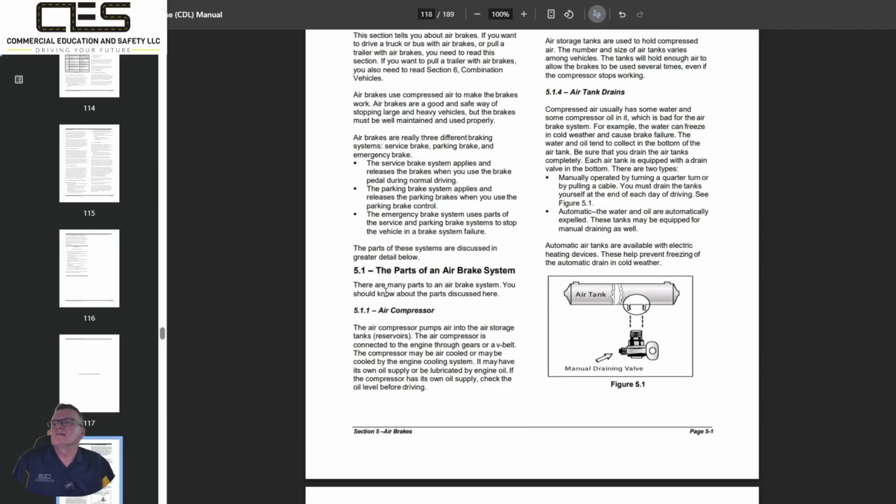5.1 says there are many parts to an air brake system. You should know about the parts discussed here. 5.1.1, we're talking about the air compressor. The air compressor is attached to your engine, and it's just like the air compressors you have at home or at your shop. You plug it in, and a machine makes air and pumps it into a storage tank. So basically that's what it is. You don't have to sit and flip switches to turn them off. We'll talk about that in the governor system that turns it on and off.